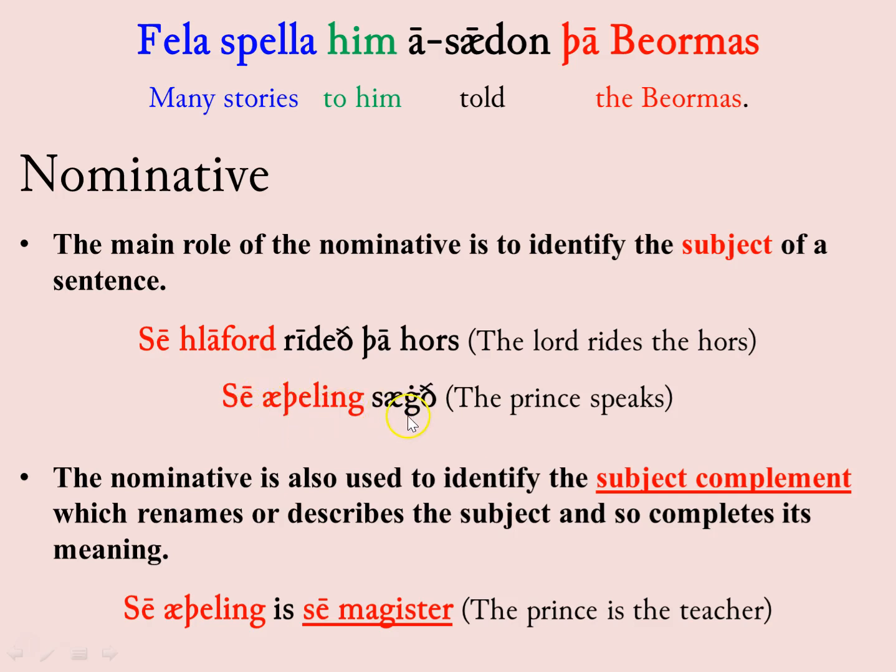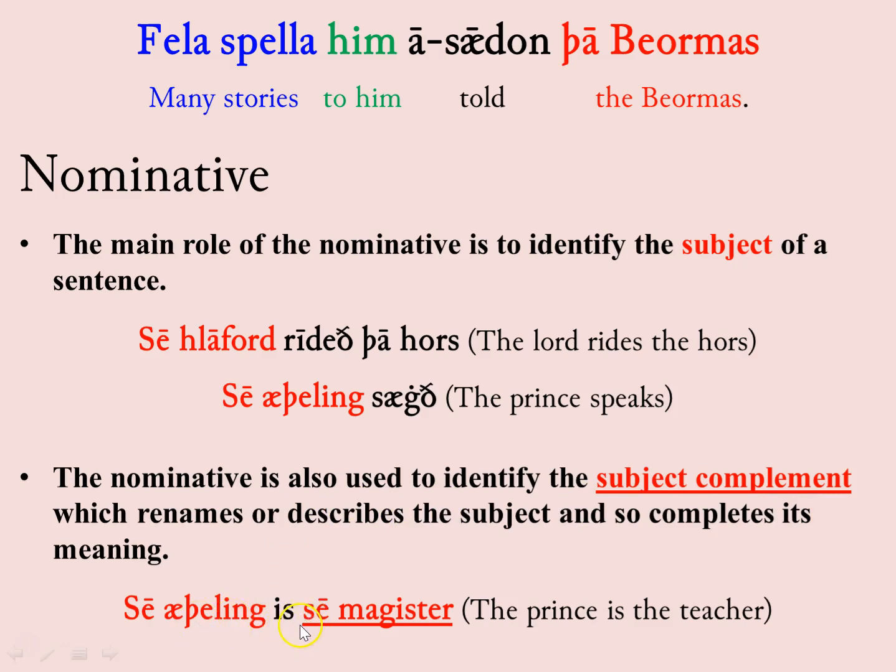Se æþeling segþ, the prince speaks. So the prince here is in the nominative, and so that's the subject. Now the nominative is also used to identify the subject complement. And the subject complement is the thing which renames or describes a subject and so completes its meaning. So we'll put the subject complement in the nominative, and I'll put it in red, but also underline it to show that it is the complement. It's something extra about the subject, which gives you more information about the subject.